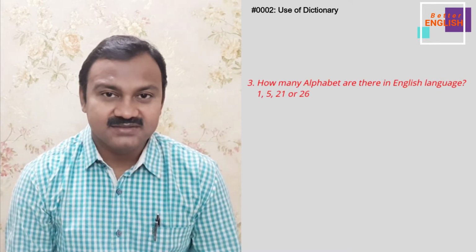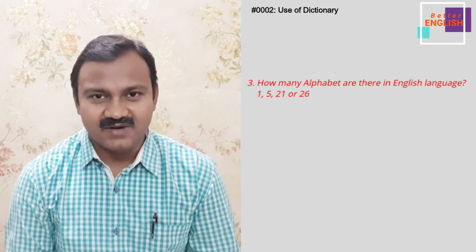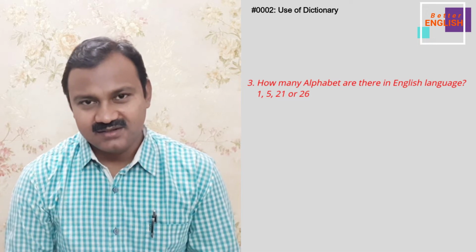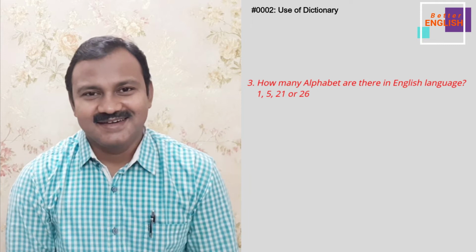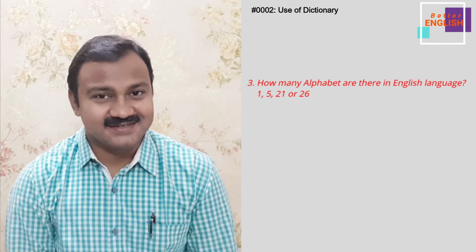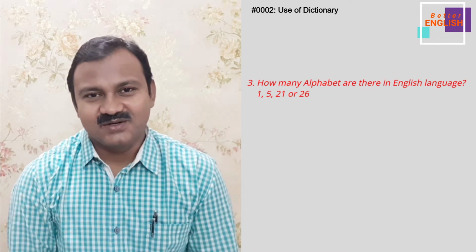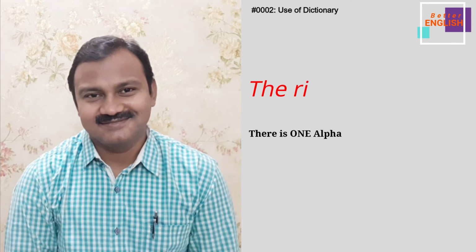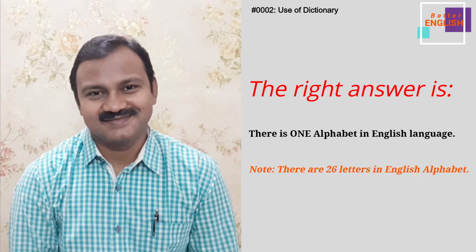My third question, how many alphabets are there in the English language? Your options are 1, 5, 21 or 26. It seems to be an easy question, doesn't it? I don't know how many of you have answered rightly, but its correct answer is 1. Probably this answer would surprise many of you.